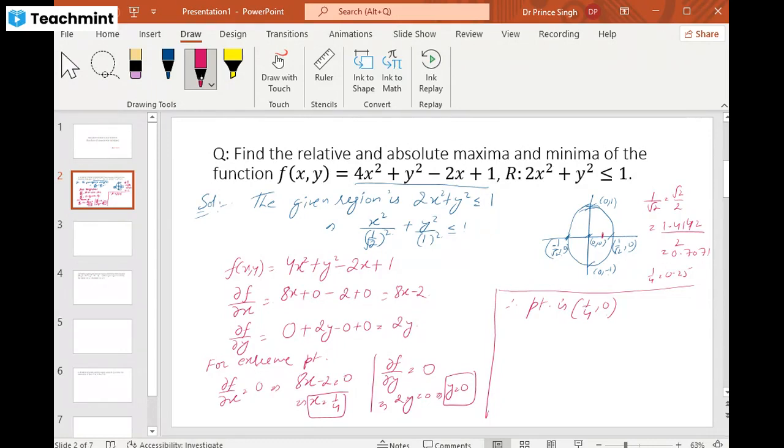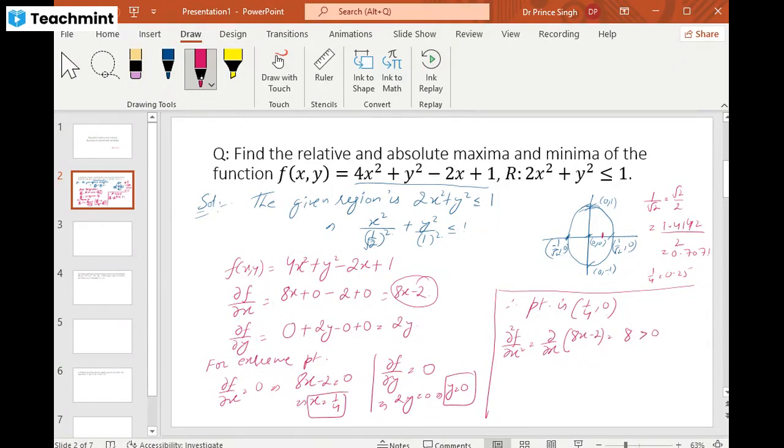Okay, so it means that we can consider this point as the extreme point because this point falls completely inside the given region. Now to check whether it is a point of relative maxima or minima, we need to find the second order derivative ∂²f/∂x² with respect to x. So it is ∂/∂x of the first order derivative, which is 8x minus 2, so which is 8.